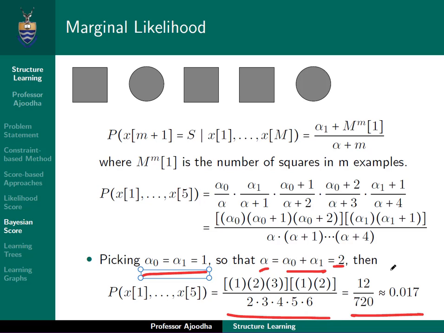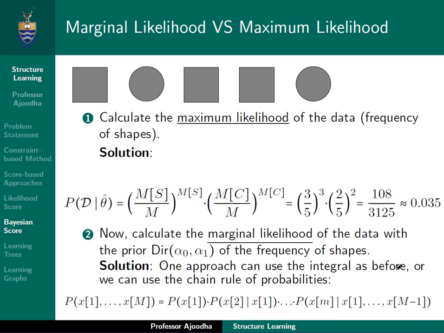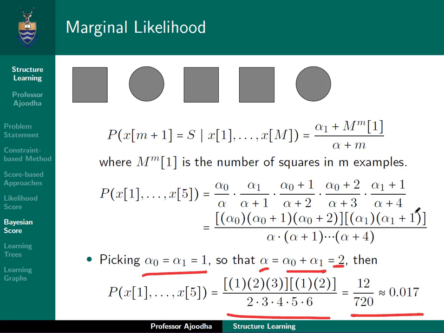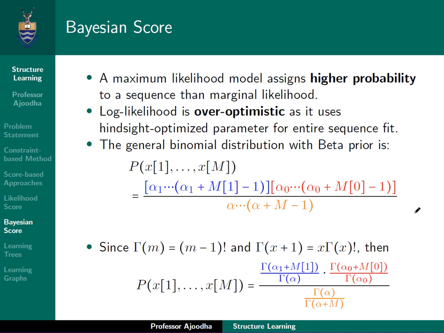So the marginal likelihood is 0.017, and the maximum likelihood is 0.035. So we see the marginal likelihood is less optimistic about the likelihood compared to the maximum likelihood. It turns out that, as I told you, the maximum likelihood assigns a higher probability to the sequence than the marginal likelihood, which means that it uses an over-optimistic view of the likelihood, of the log likelihood.